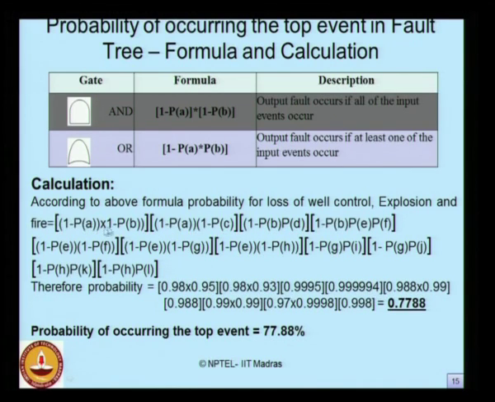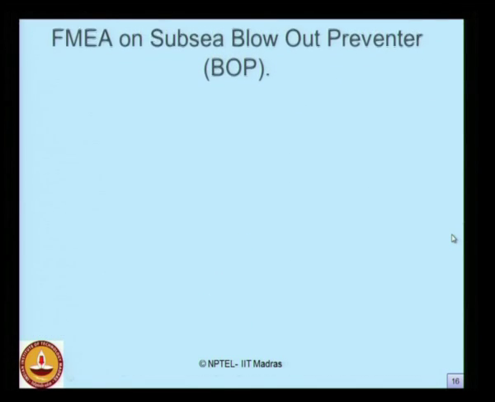Similarly, I can do it for all the events P of A, P of B, P of C, P of D and so on, and try to get the joint probability of occurrence of the topmost event, which is around 77.88%. So, from the analysis we carried out, it tells me that the probability of failure of the BOP, or probability of this disaster, is about 78%, which has occurred in reality in April 2010.